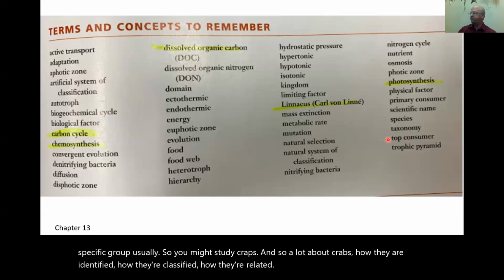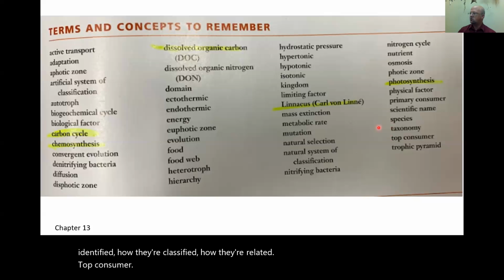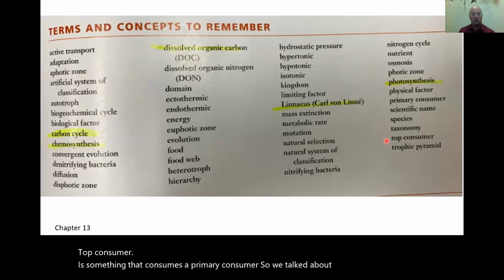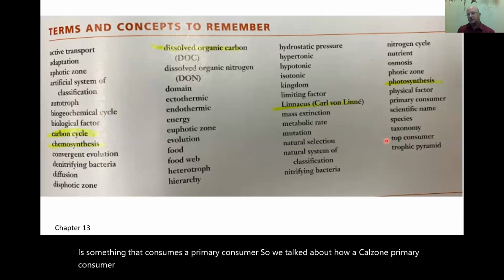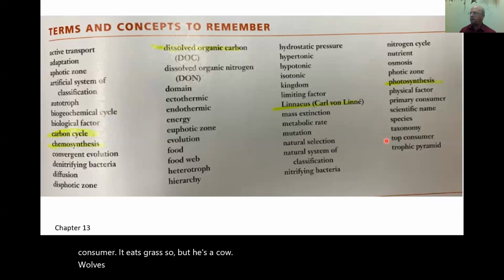Top consumer is something that consumes a primary consumer. So we talked about how a cow is a primary consumer. It eats grass. So what eats a cow? Wolves, bears, humans, those are top consumers.